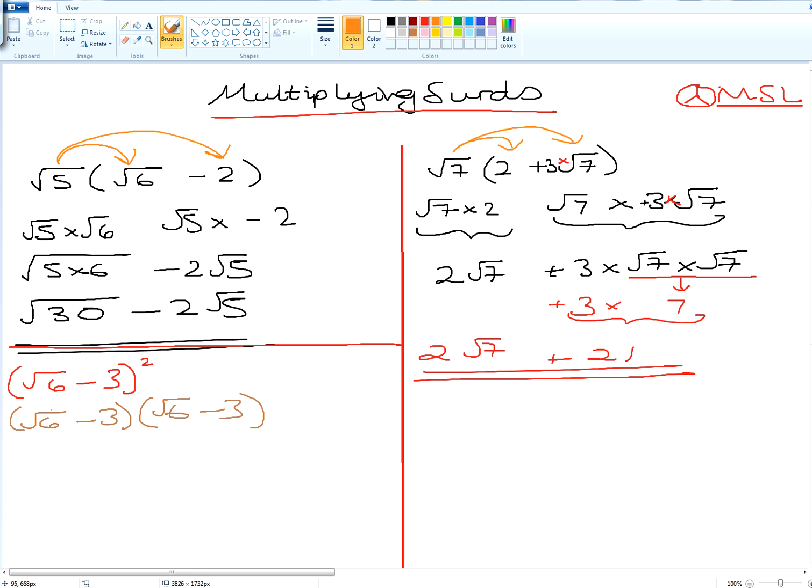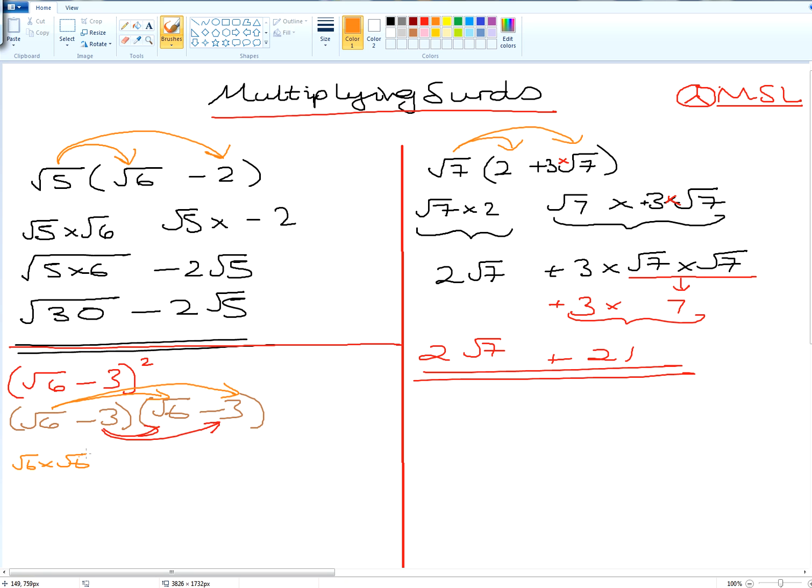Now, what do we do with a double bracket? We need to expand it in the way that we expand normal double brackets. So we'll do some color-coded arrows. Okay, let's have a look. So we have root 6 times by root 6. Let's just write them all down first. Root 6 multiplied by root 6. That's the first expansion part.